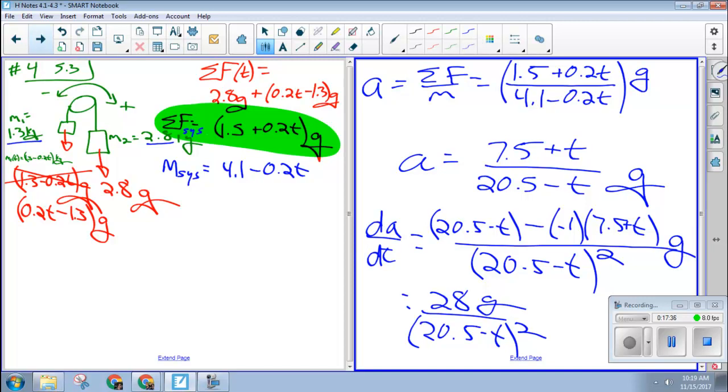Okay. All right. So everybody good up to here? Okay. So finally, part C is kind of weird. It's sort of a dumb question, but I like it because it really forces you to think. It says, at what time does the acceleration hit its maximum?